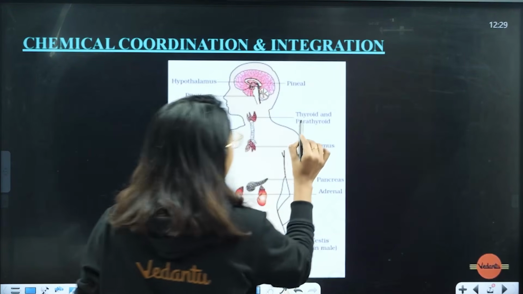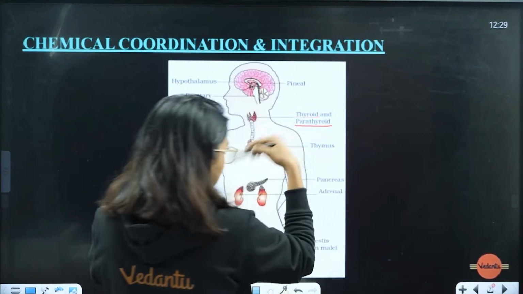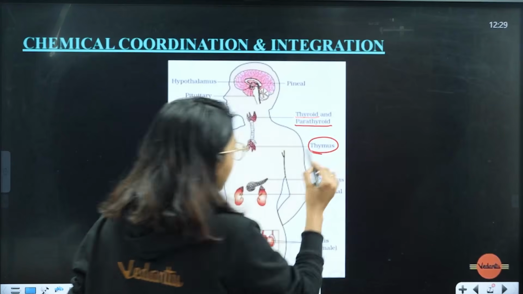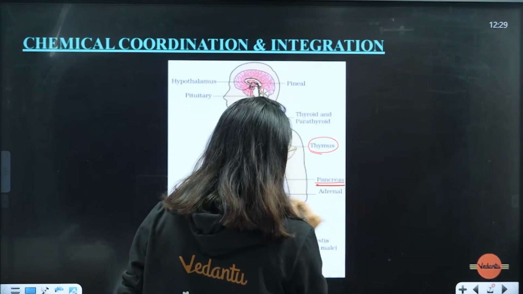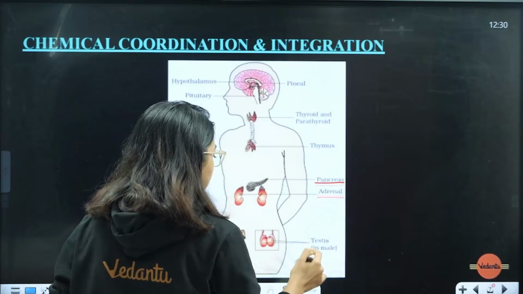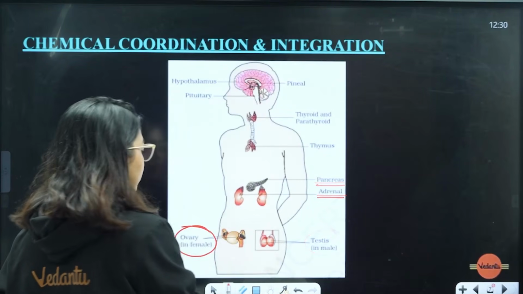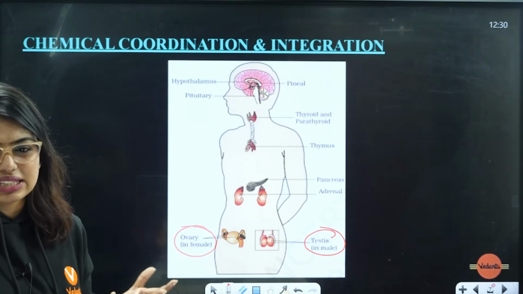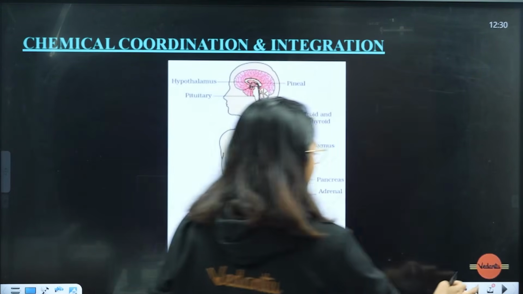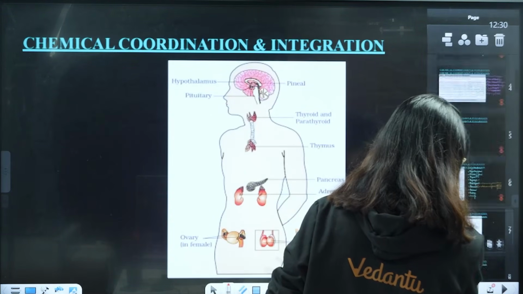Okay, all brothers and sisters. Then thyroid, and behind it parathyroid. Then you have thymus, which is almost near the heart region, in the mediastinum. Then we have pancreas, then adrenal above the kidney, then testis in male and ovary in female. These are all the endocrine glands. Okay, easy, done with endocrine glands. Now we have to start with the master of master gland.